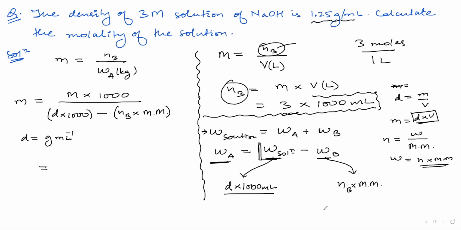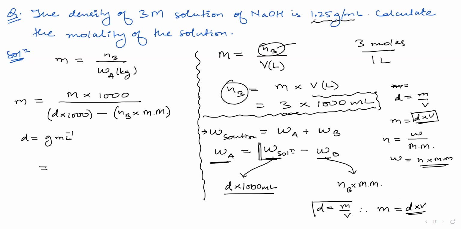So mass of anything can be written as, say, density is equal to mass by volume. Therefore, mass will be equal to how much? Tell me from this equation. Density into volume. Okay, density into volume.